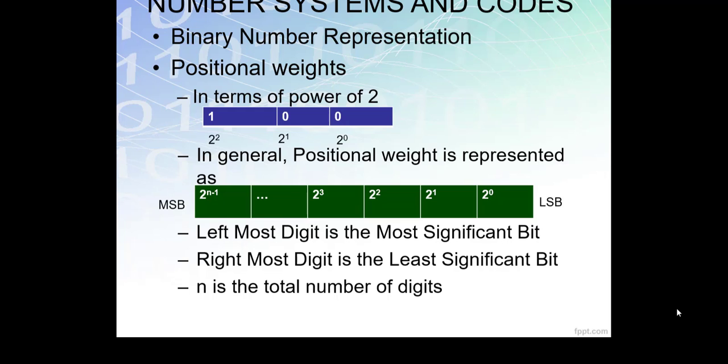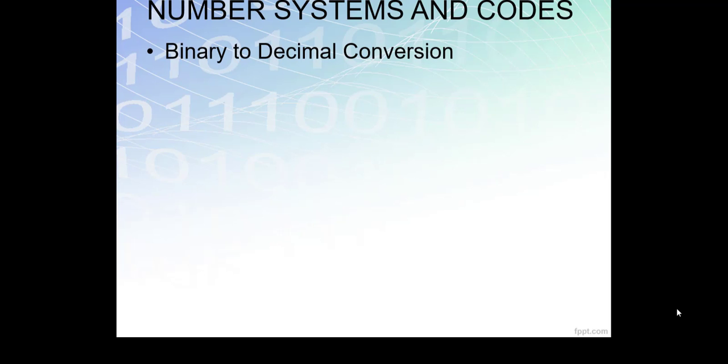For example, you take the number 100. Under that there are 3 digits. So you see the MSB, that means the leftmost bit, 2 to the power of n minus 1. You apply n equal to 3, there you get 2 to the power of 2. Okay, so in such a way we have to represent a binary number. With these ideas, next we have to do an important process, that means binary to decimal conversion.